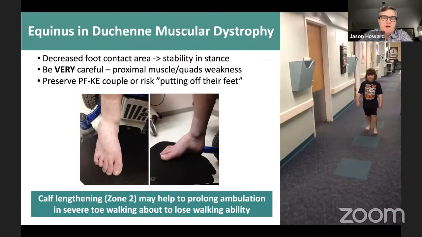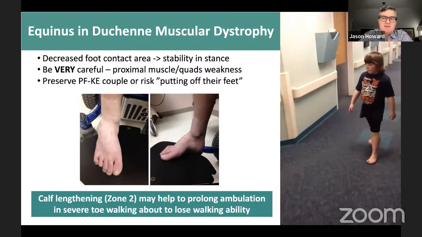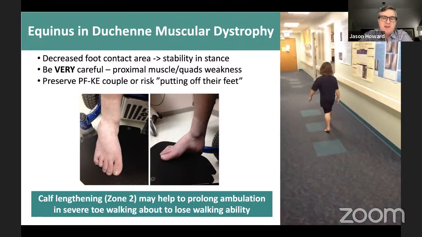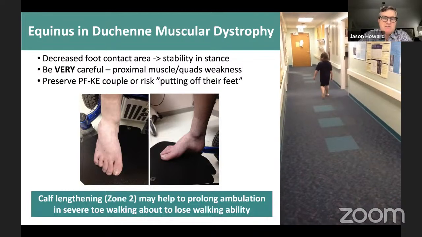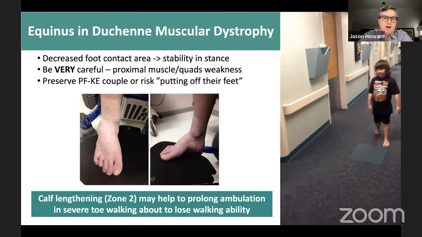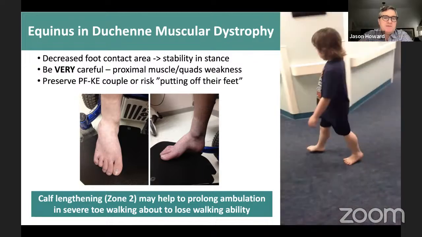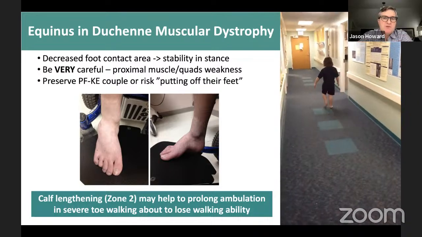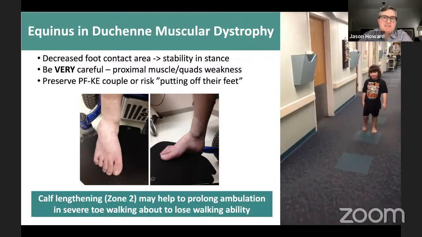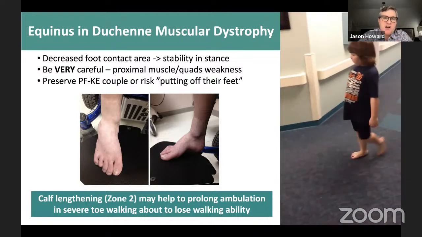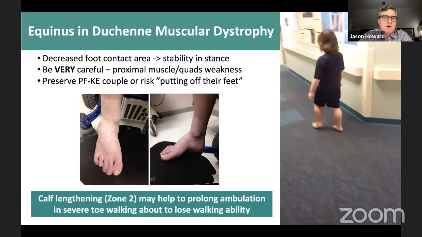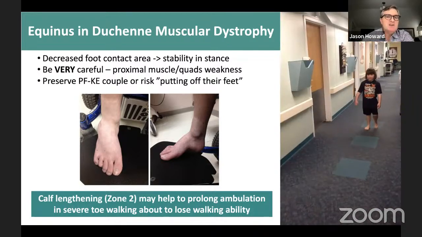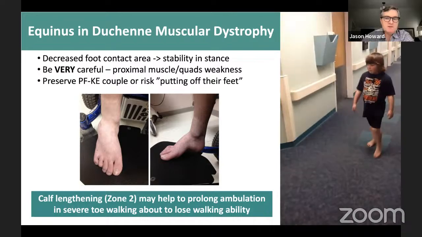But if you go ahead and release that and just lengthen that muscle because it's tight, you will adversely affect that plantar flexion, knee extension couple, and that kid will stop walking because they won't be able to keep themselves up. They need that little bit of equinus to put the ground reaction force in front of the knee, push the knee back into stable extension so their quadriceps can turn off, because it's too weak to hold them. That quadriceps is too weak to hold him up. He needs that tight calf.